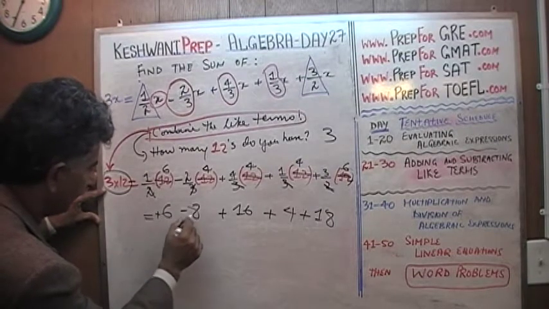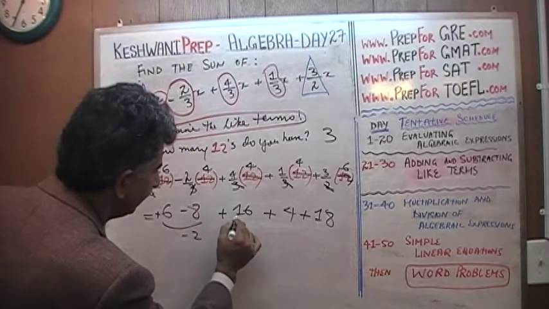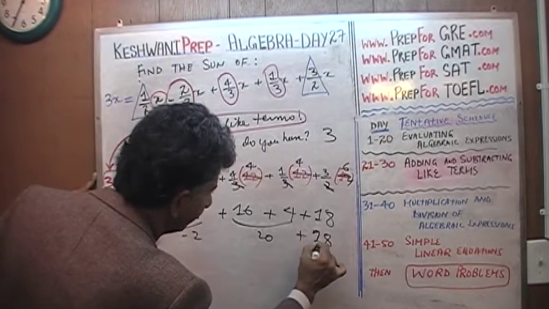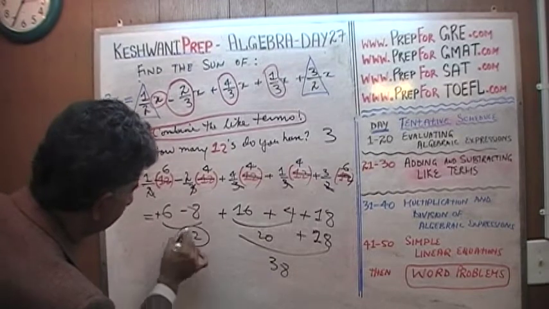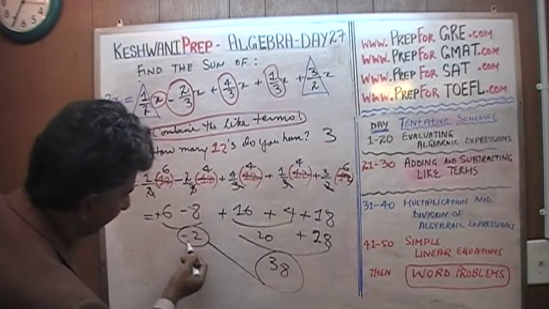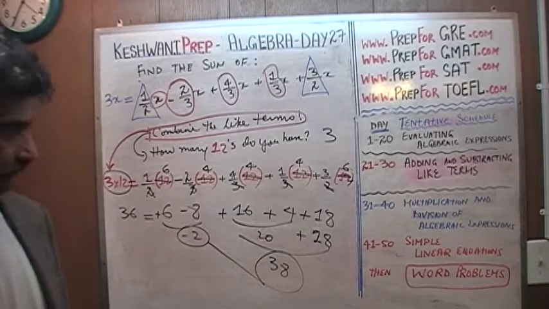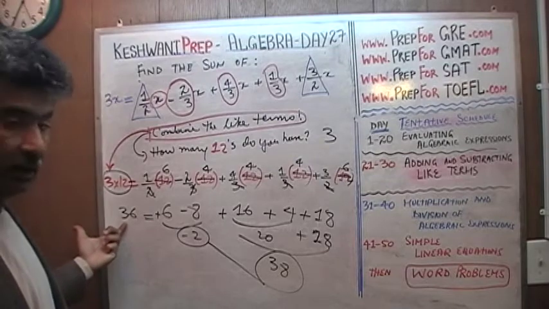Positive 6 and negative 8 is negative 2. Negative 2, this is 20. This is 20 plus 18. 20 plus 18 is 38. 38 and a negative 2, that's 36. Wow, there you go, it is 36. How many 12s do we have? The answer is 3 12s. We just showed it. It is in fact 36.